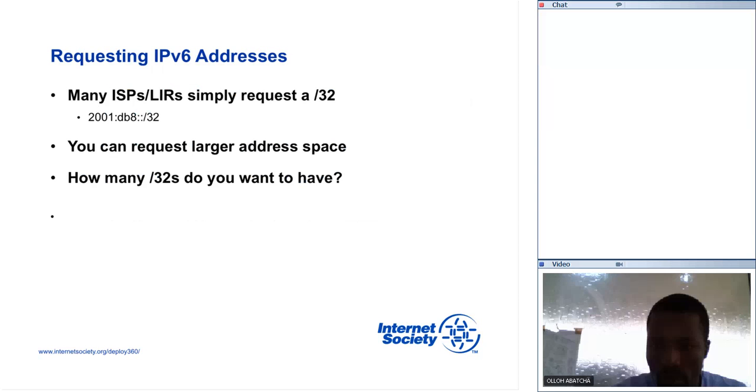Now, one last note before I wrap this section up and turn it over to Hisham to talk about technology transition. Many ISPs can just request a /32, and that's what you'll get. Think of it again as the first 2 blocks of IPv6 hex digits. You can request a larger space. Hisham was talking yesterday a bit about what AFRINIC will allow. And the question really is, how many /32s do you want to have?